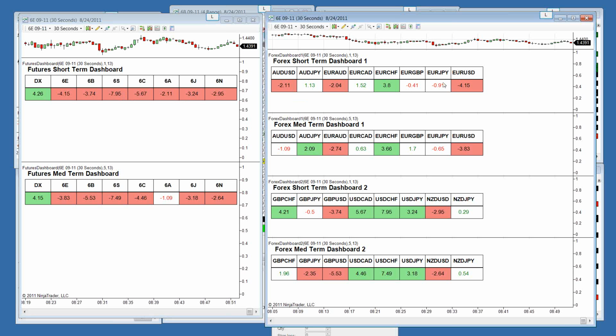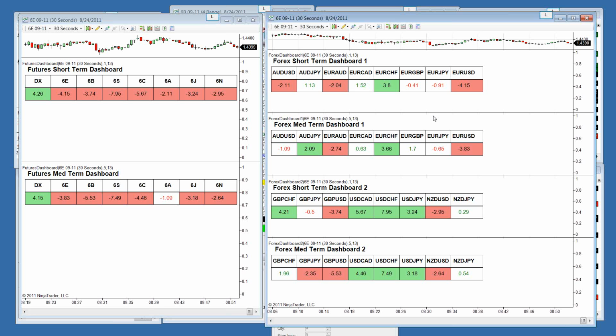Now, over here is the Forex. We also have these for the Forex. This is 16 Forex pairs. It does the same thing, both the short term and medium term. We have two pairs on the Aussie, that's the Aussie US and Aussie Yen. You have six over here on the Euro: the Euro Aussie, Euro Canadian, Euro Swiss, Euro Pound, Euro Yen, and Euro US Dollar.